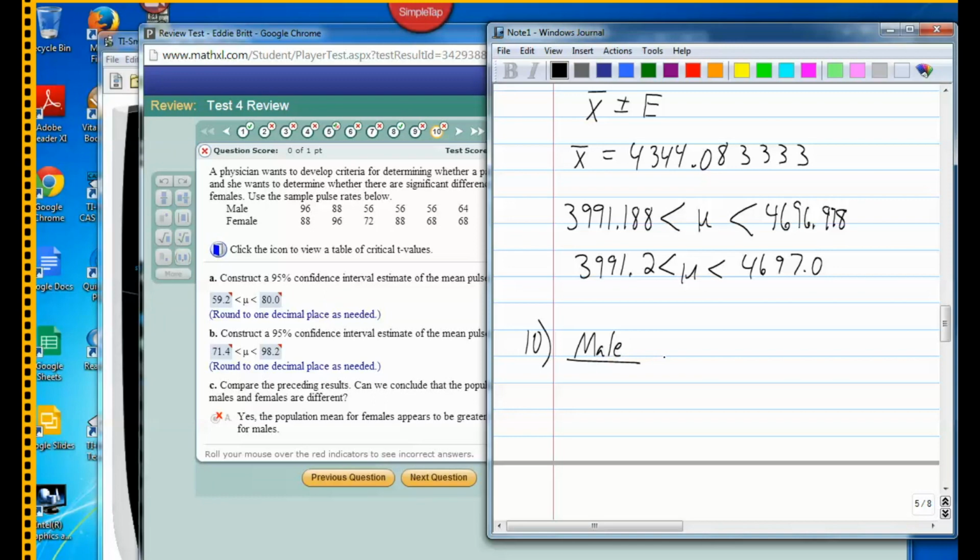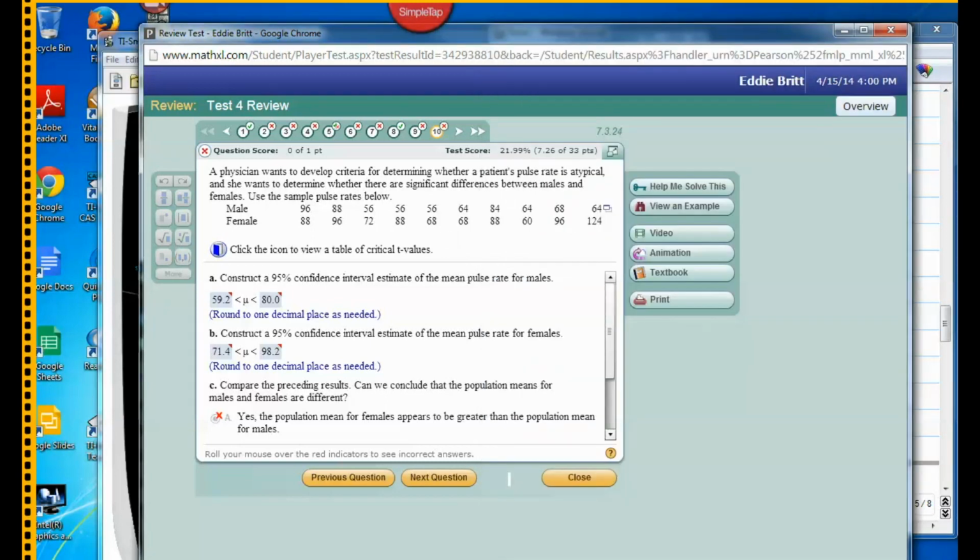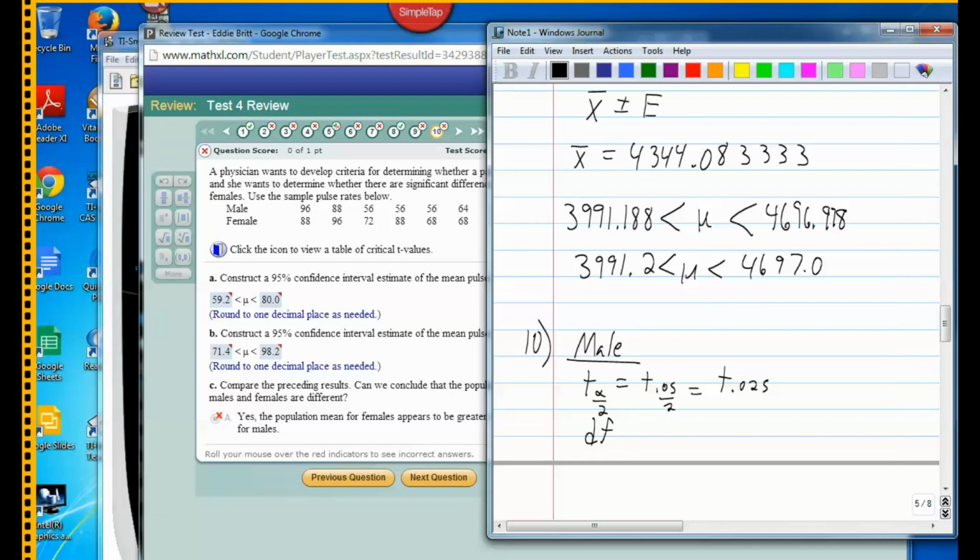So under male, the things that I will need, I'm going to need a critical t-score. All right, and for that, for 95%, that's going to be t sub 0.05 divided by 2, or t sub 0.025. And that's the same, luckily, for males and for females. So I'm only going to find this once. My degrees of freedom for that, I need to count how many data items I have. 1, 2, 3, 4, 5, 6, 7, 8, 9, 10. So we have 10 for each. All right, so my degrees of freedom is going to be 10 minus 1, or 9.